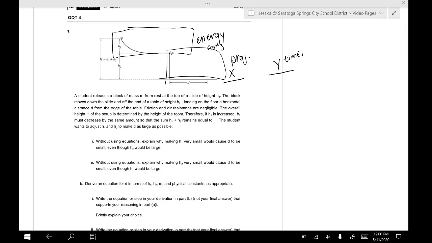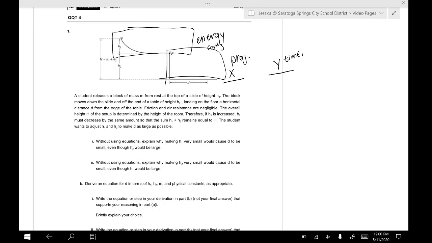Okay, so I have a student releasing a block of mass M from rest at the top of a table. The block moves down the slide off the end of a table, height H2, landing on the floor over a horizontal distance d from the edge of a table. Friction and air resistance are negligible. The overall height of the setup is determined by the height of the room. Therefore, if H1 is increased, H2 is decreased by the same amount, so that the sum of H1 plus H2 equals H. The student wants to adjust H1 and H2 to make D as large as possible.